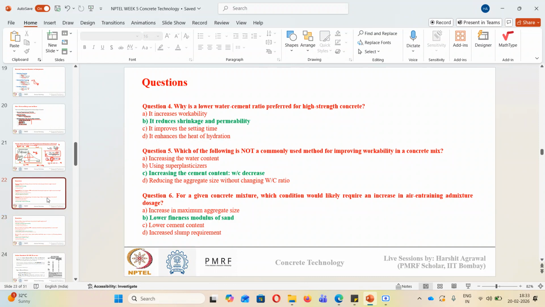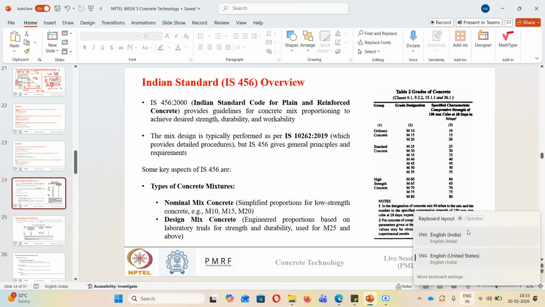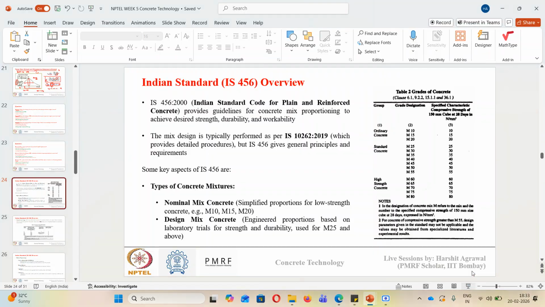Okay. So let's move ahead to the next part of the session. Okay. So we have understood the basis of mixture design, like why we need mixture design.